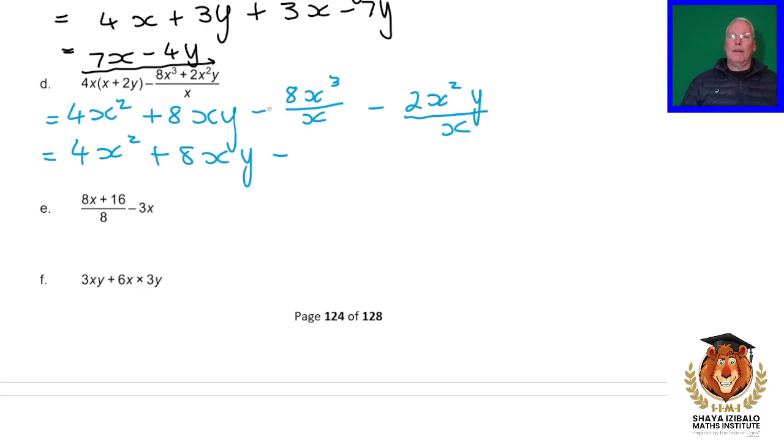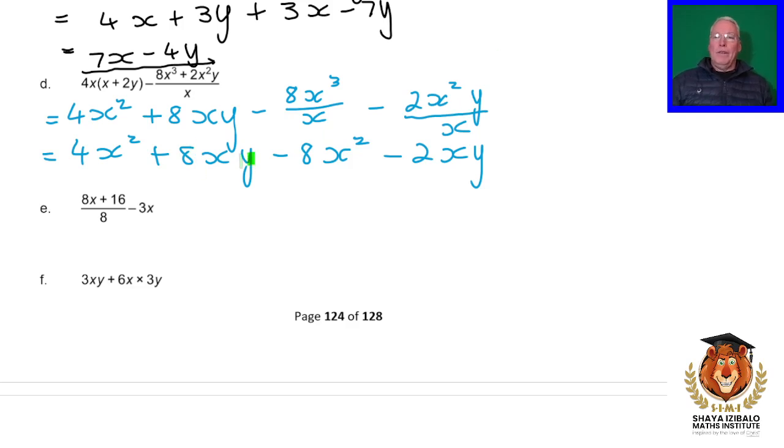This now, careful, 8x cubed divided by x. Well, we can divide the top by x and the bottom by x. So we're just left with 8x squared. And here we're left with 2xy. Right, x squared divided by x is just x. And the 2 and the y are still there.